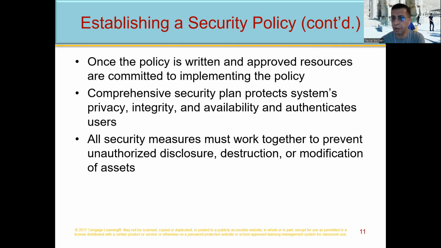A comprehensive security plan protects systems, privacy, integrity, and availability, and authenticates users. All security measures must work together to prevent unauthorized disclosure, destruction, and modification of assets. In the field of software, we also need to know who's supposed to see what, who's supposed to edit what, and what part of the application or the data these people should not see or edit.